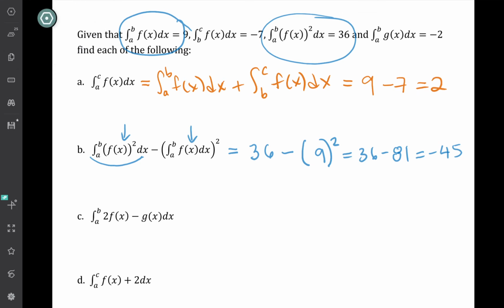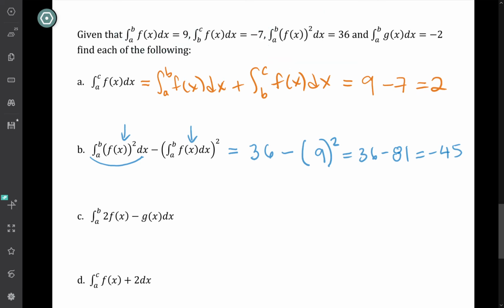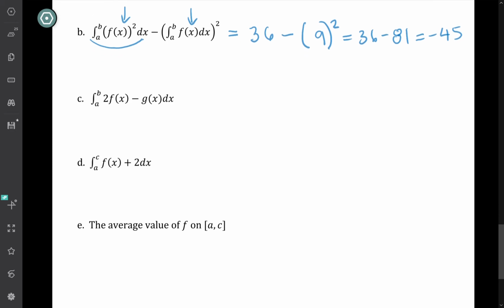Next, 2 times f of x minus g of x from a to b. So I think I'm eventually going to want the integral from a to b of f and the integral from a to b of g. This is my prediction. Okay, so I'm going to scoot a little bit and then I'll come back down.